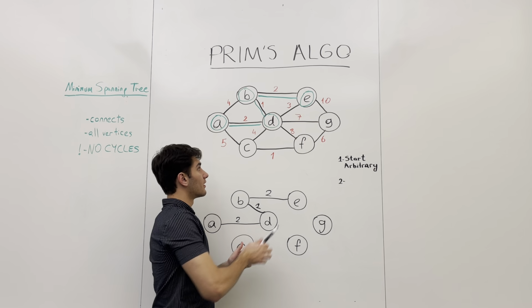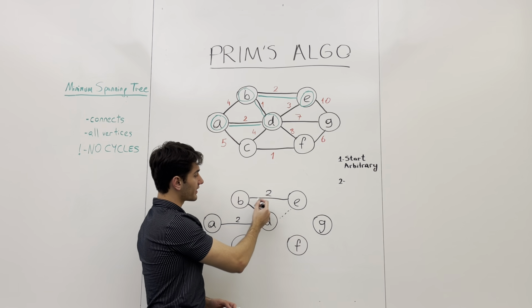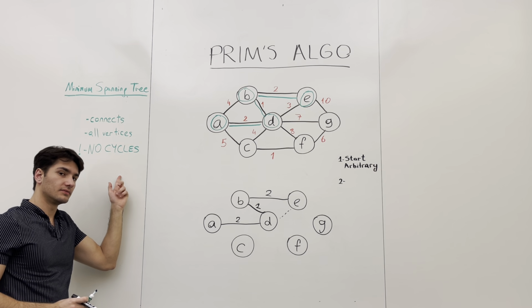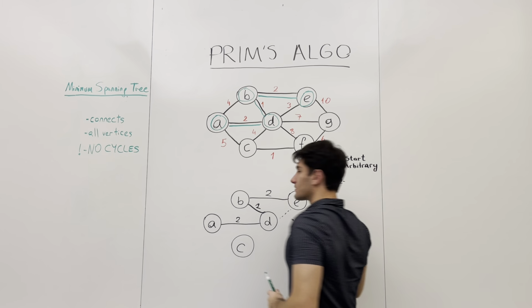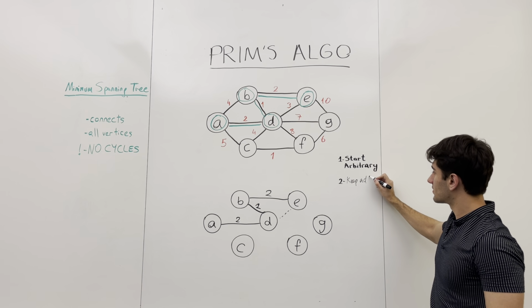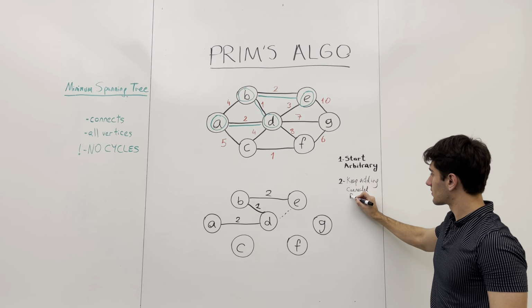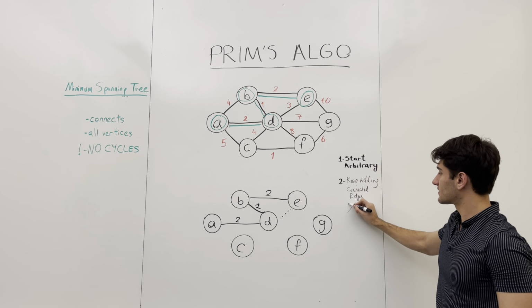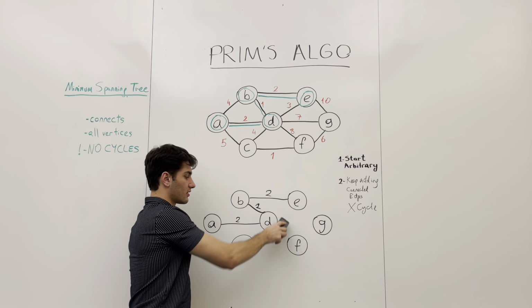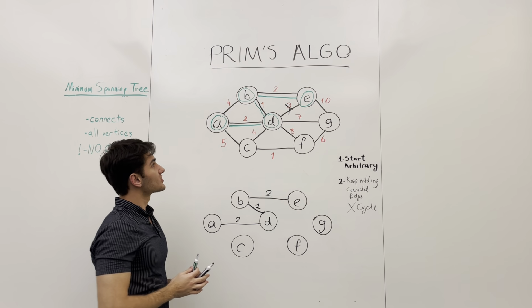Okay, let's add 3. But there's a problem, we cannot add this 3, because if we add this edge, then we would create a cycle. And the rule we have with minimum spanning trees is, we cannot have a cycle. So Prim's algorithm keeps adding connected edges, but we cannot create a cycle. So, for that reason, we cannot add this edge, and we can never use this edge actually, because it creates a cycle. So, we're gonna check the next edge.